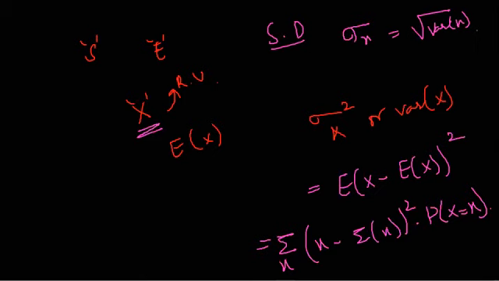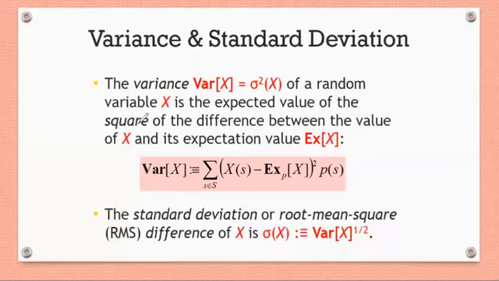So in this case, let's see the definition. The variance is denoted by sigma square X of a random variable X. It is the expected value of the square of the difference between the value of X, the random variable, and its expectation value. And the standard deviation is simply sigma of X, and it is the root of variance of X, or you can even write it as variance power 1 by 2.